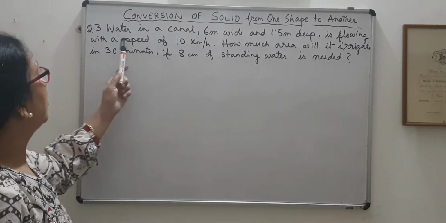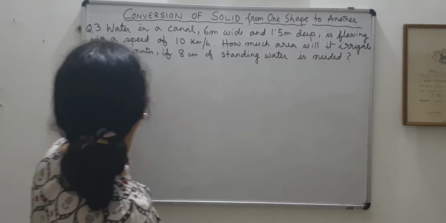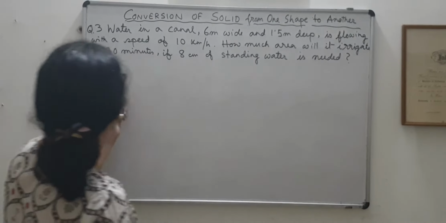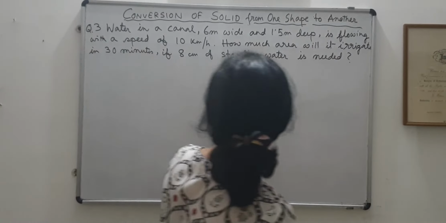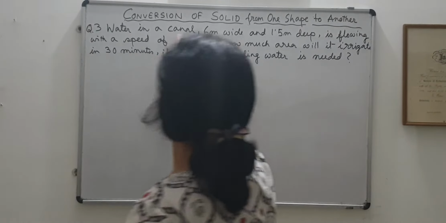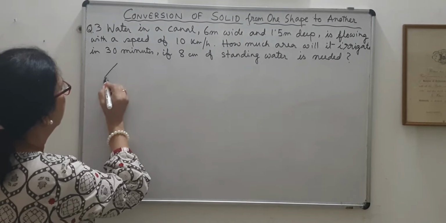Next question. Water in a canal 6 meter wide and 1.5 meter deep is flowing with a speed of 10 km per hour. How much area will it irrigate in 30 minutes if 8 centimeter of standing water is needed? So the canal we consider like a cuboid.